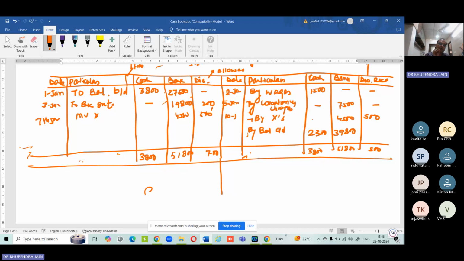Just write down the discount amount, either discount allowed or discount received, in the discount column. Discount allowed balance is debit or discount received balance is credit, because discount allowed is an expense, and all expenses and losses are debit, while discount received is income, so all income or gain balance is credit. That's why we record discount allowed on the debit side and discount received on the credit side. This is the triple column cash book.